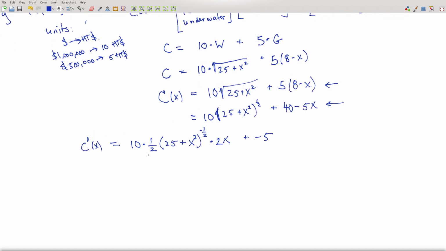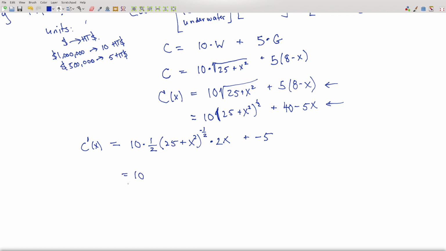Okay, so let's see. I have here 10 times 1/2, which would be 5. And then 5 times this 2 gives me 10 again. Another way to look at it is this 1/2 times this 2 cancel each other out, and I get the 10. So this is still 10.